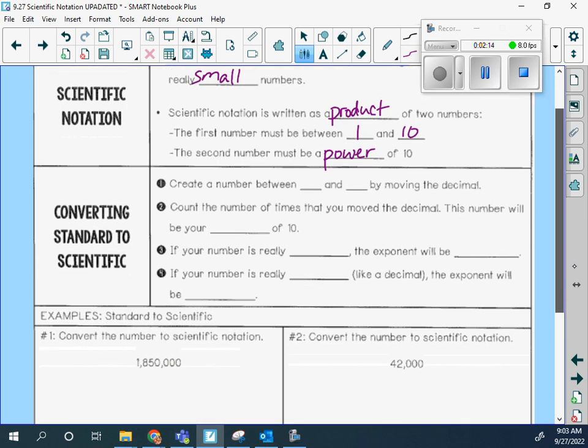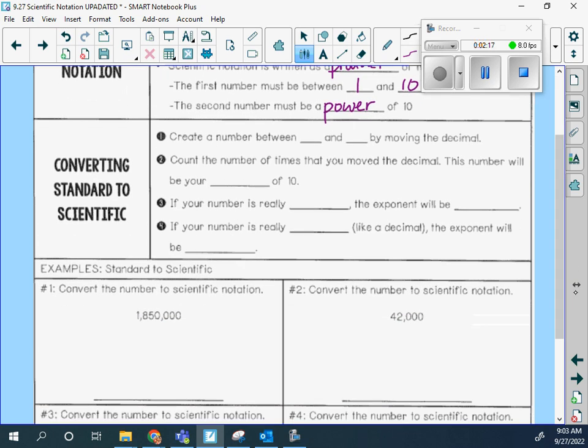So what we're going to do is go from standard to scientific. We're going to go through the directions and actually do this one down here at the same time. Okay? So first you're going to create a number between 1 and 10 by moving the decimal. In this example, where would I put my decimal? Behind the 1. So that's going to be 1.85.